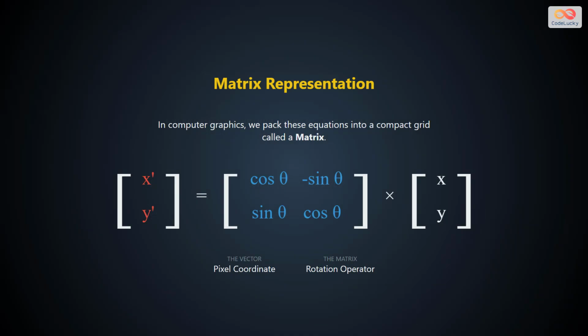In professional graphics programming, we organize these numbers into a matrix. A rotation matrix contains our cosine and sine values arranged in a grid. By multiplying this matrix by our coordinate vector, we perform the rotation calculation efficiently. This format allows graphics cards to process millions of rotations per second.